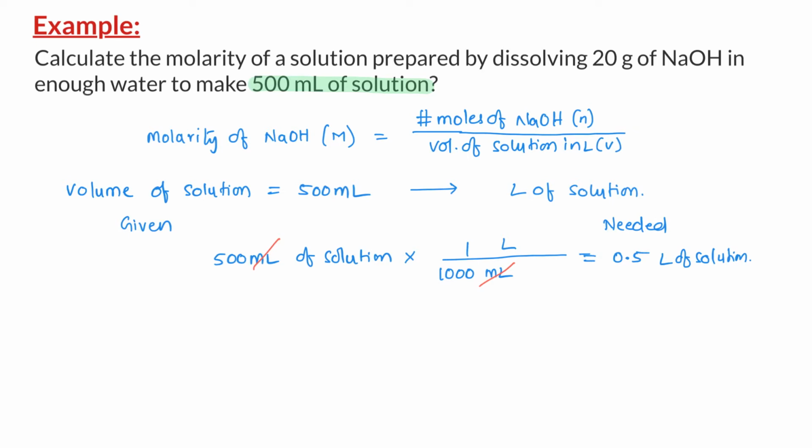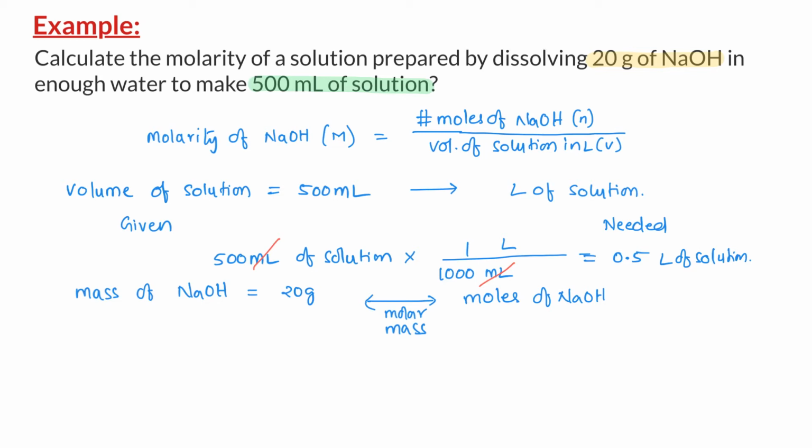What else is given in the question? 20 grams of sodium hydroxide is given. But we need moles of sodium hydroxide. We have learned in earlier videos how to interconvert between the mass of a compound and the number of moles of a compound using the molar mass as the conversion factor. The interconversion between the mass and moles is used so often in chemistry courses that it should become second nature to you. Okay, let's convert grams of sodium hydroxide into moles of sodium hydroxide.